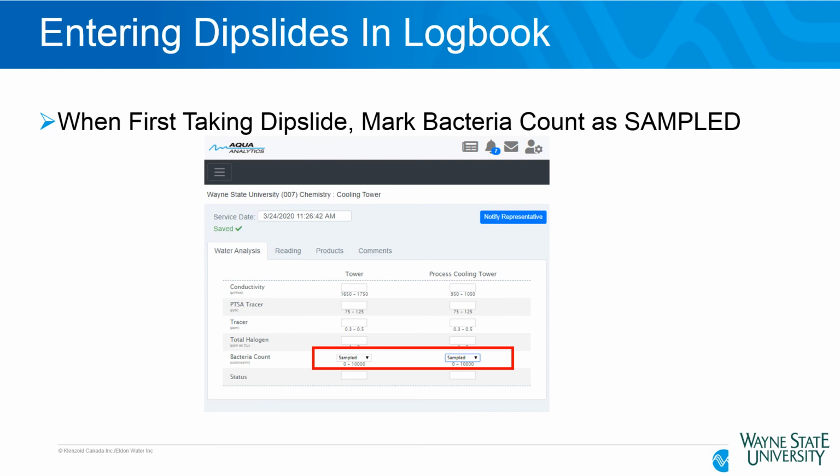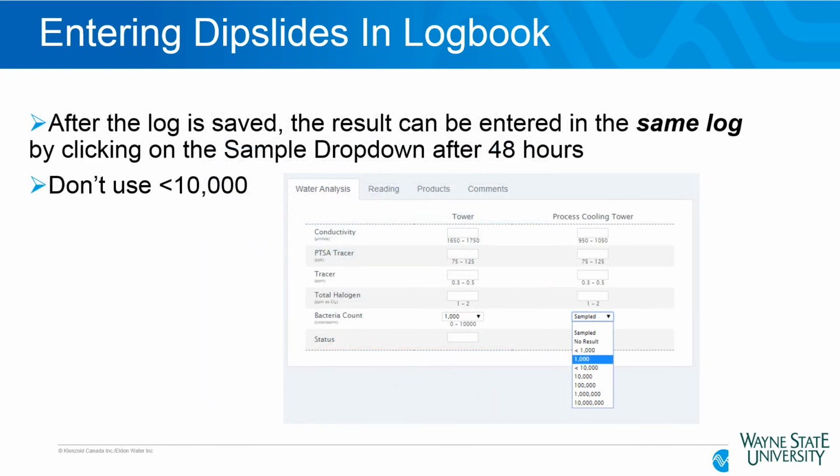So how we do this is when you enter your log in on your Monday, you actually mark it as sampled, and that'll let the logbook know that something was sampled but it just hasn't developed yet. So it's a little drop down menu. You just hit sampled on it. Okay, and after 48 hours, you go back to that log that you took today, the 24th, right? You go back to it and you use that drop down menu and you click what it is to the best of your ability.